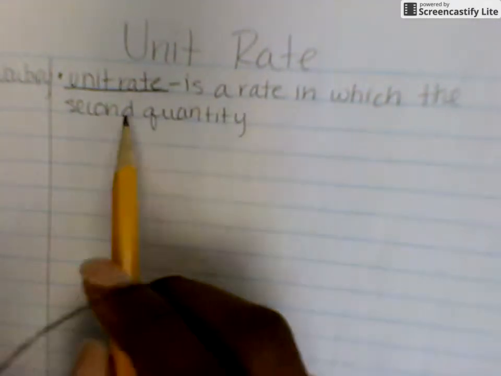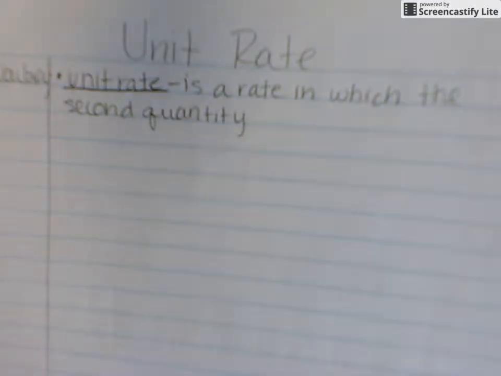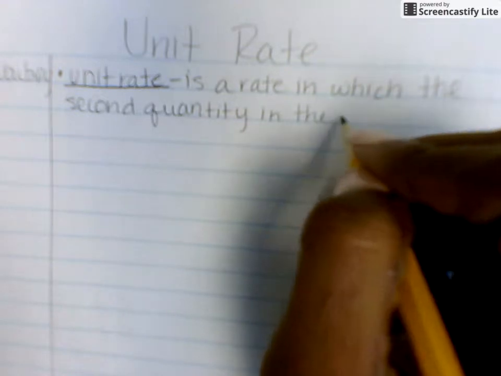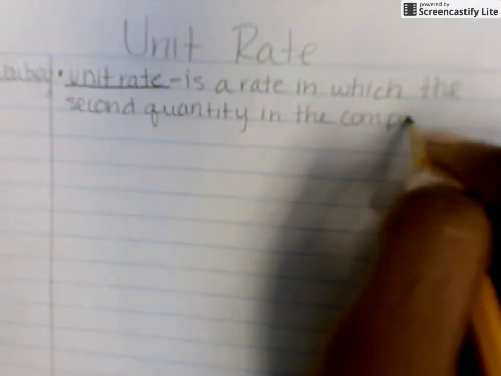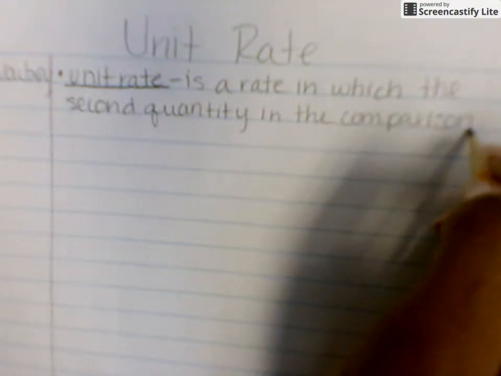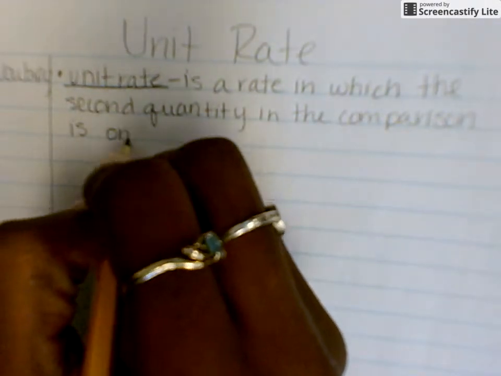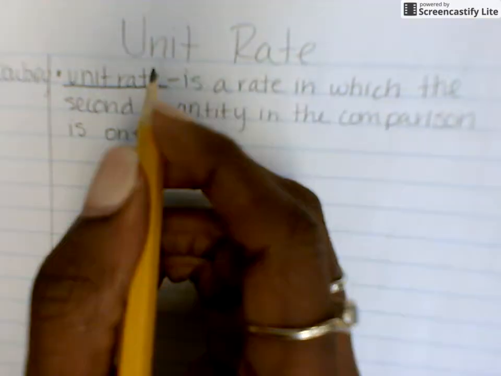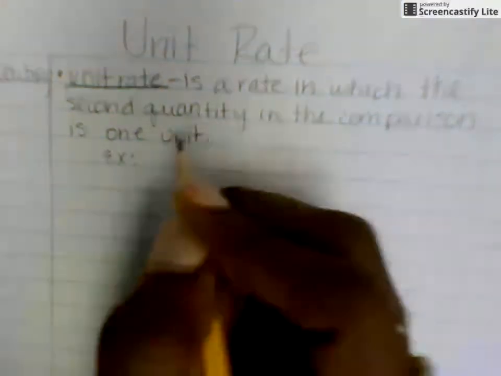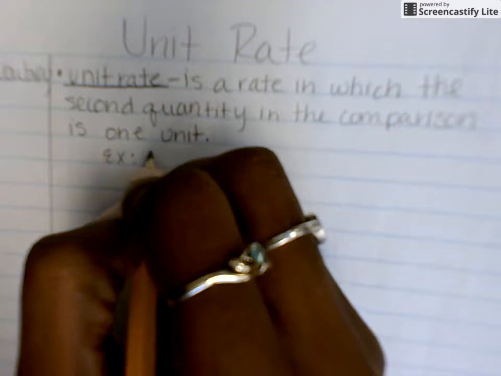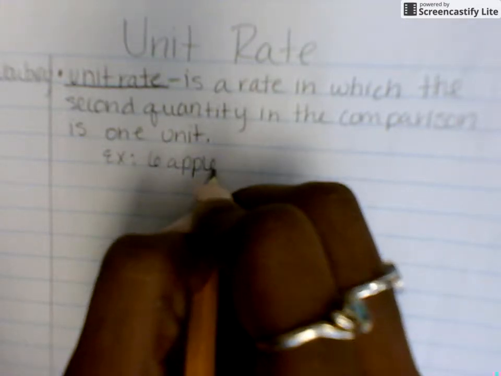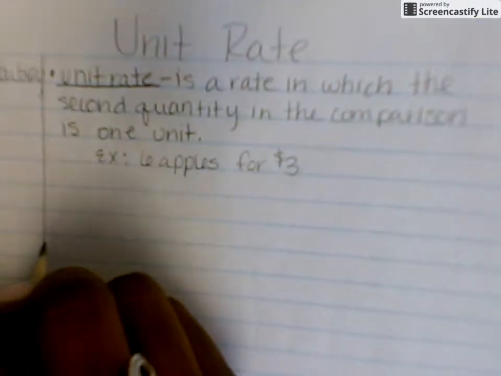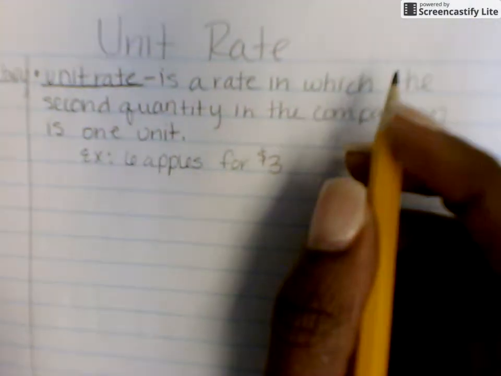Unit rate is a rate in which the second quantity in the comparison is 1 unit. Meaning, here's an example. If we say that you can get 6 apples for $3, unit rate says, well, how much for just 1?